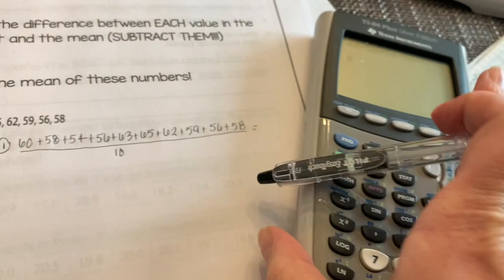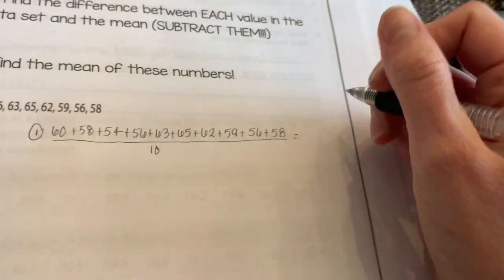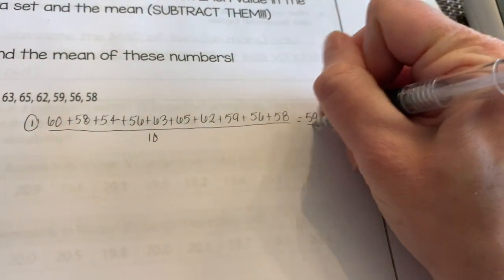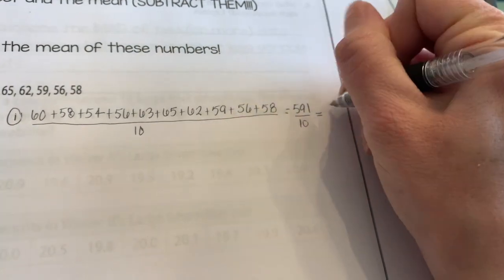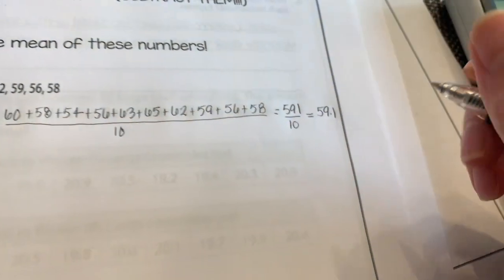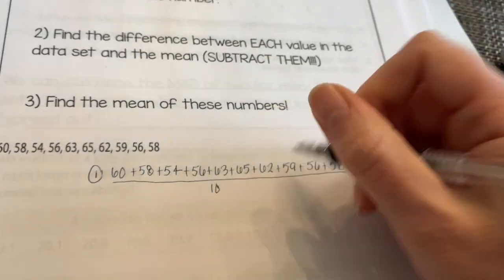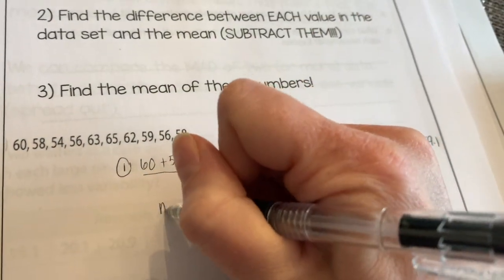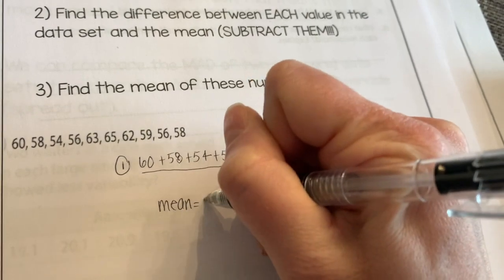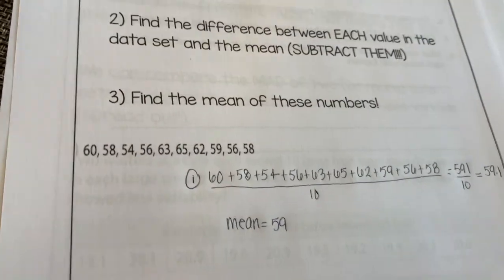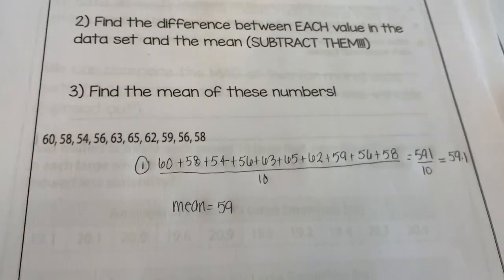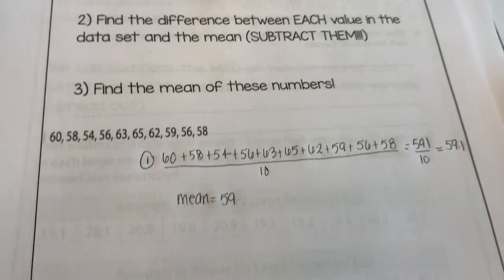So you should get 591 on the top. And then when we divide that by 10, it's going to be 59.1. And we said we were going to round it to the nearest whole number. So our mean rounded is 59. Okay? So the next thing we're going to do is step 2.